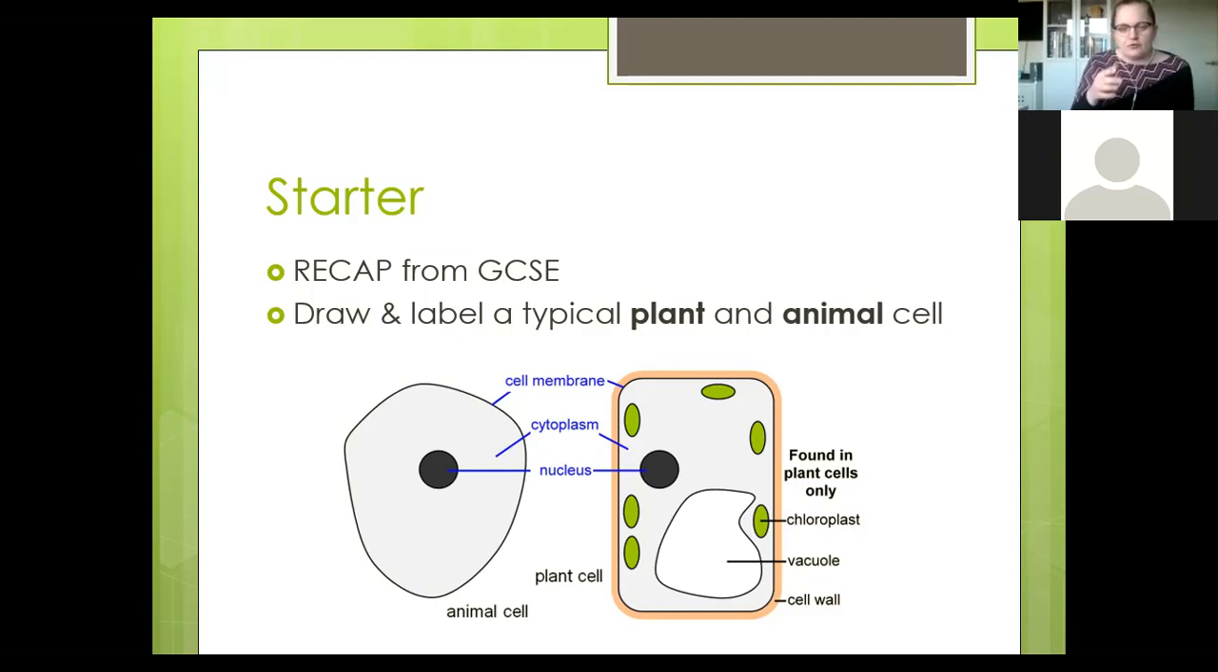Eukaryotic cells in general are a lot more complicated than prokaryotic cells. You might get the odd prokaryotic cell that's a bit more complex. But obviously, prokaryotic organisms are single-celled organisms. So yeah, our eukaryotic cells are a lot more complex.